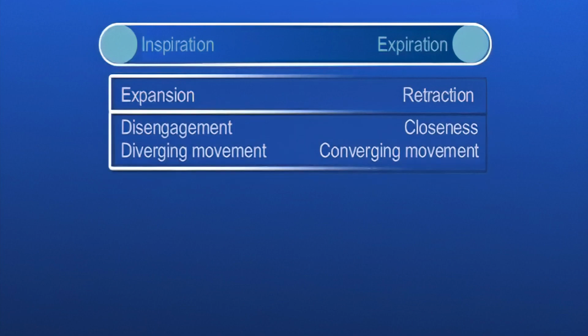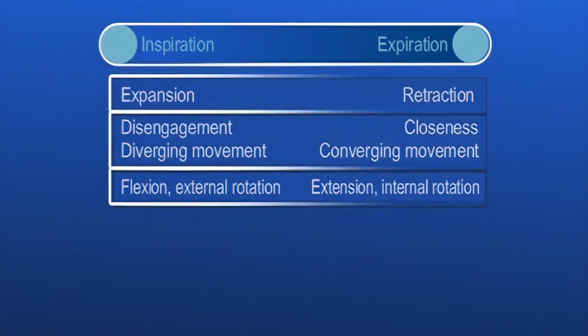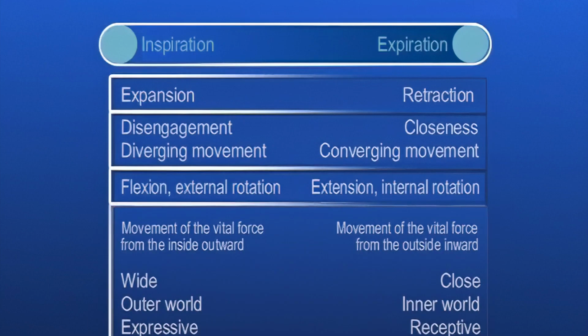There is a retraction during the expiration phase where the tissues gently converge. This retraction is a movement toward the center, creating an increasing closeness of the tissues. It does not mean a retraction in the sense of an active compression, contraction, or a reactive retraction, which inhibits the body's physiology. Those are rather the characteristics of a dysfunction.